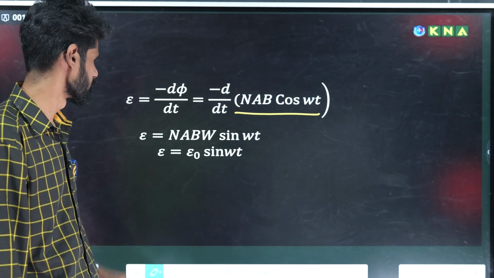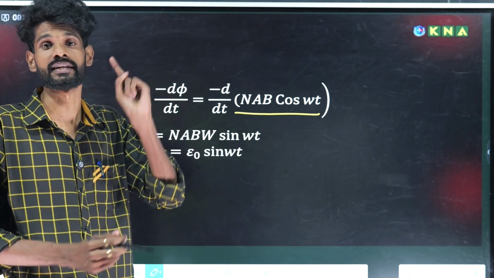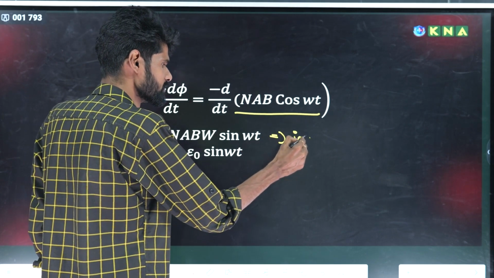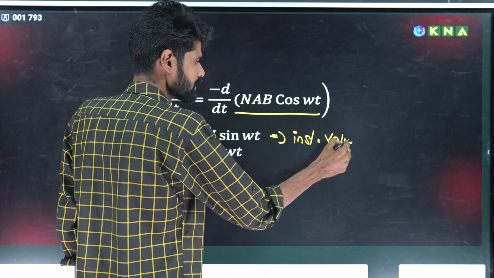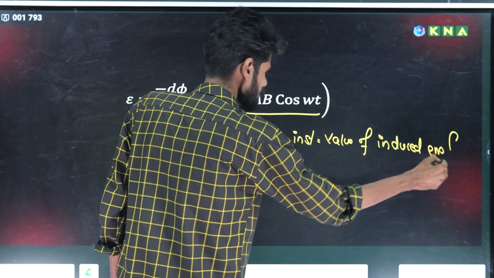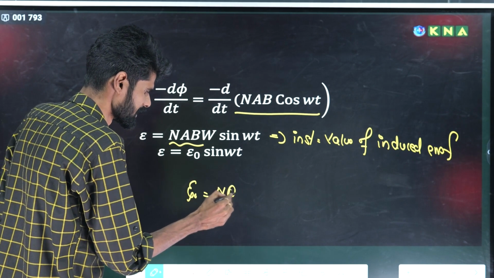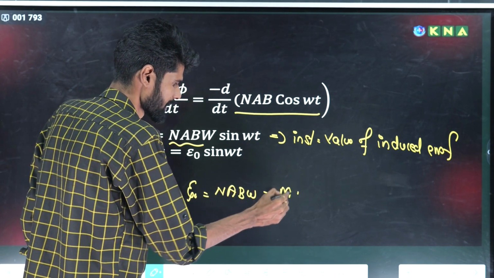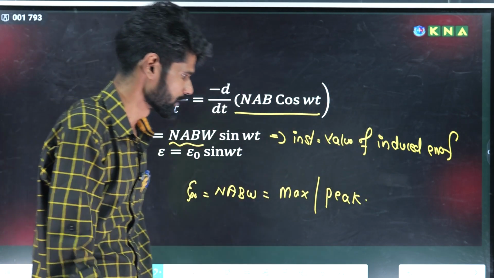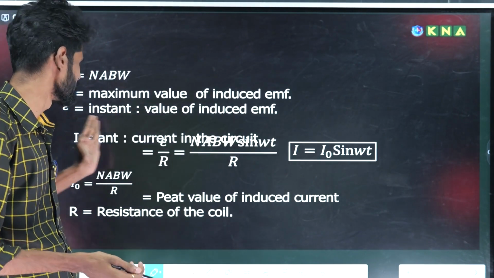While taking the derivative, you get E is equal to NAB omega sin omega t, that is equal to E naught sin omega t. So here E is equal to NAB omega sin omega t, known as the instantaneous value of induced EMF, and E naught is equal to NAB omega. This E naught is known as the maximum or peak value of induced EMF.